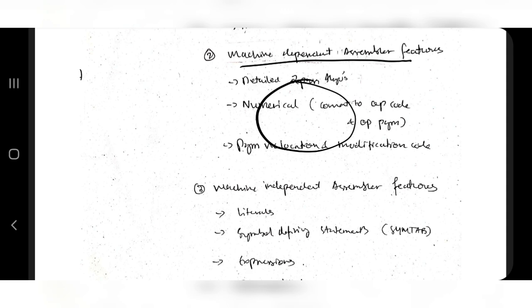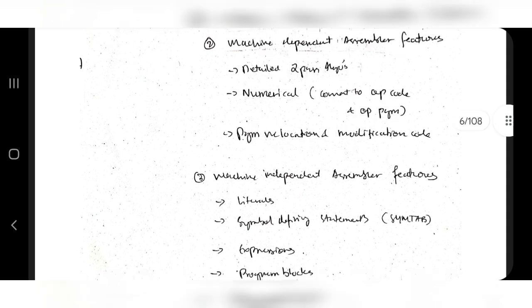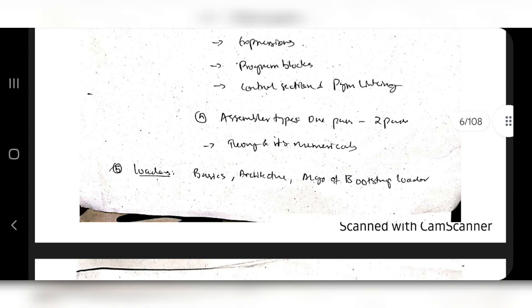Okay, and after that we have two small topics, program relocation and modification, that also will be discussed. And finally we have the types of assemblers, one-pass and multi-pass, and some theory and the numerical things. This is very simple.